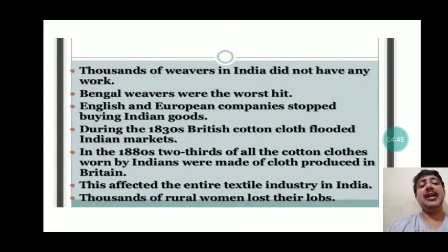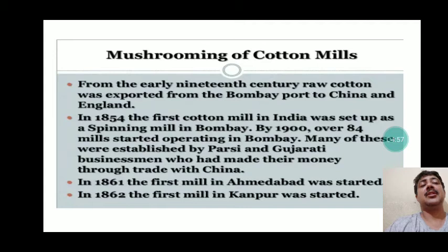And this affected the entire textile industry, the local industry in India. Thousands of village women lost their jobs. Men also left the place, and they moved to other parts of the cities.